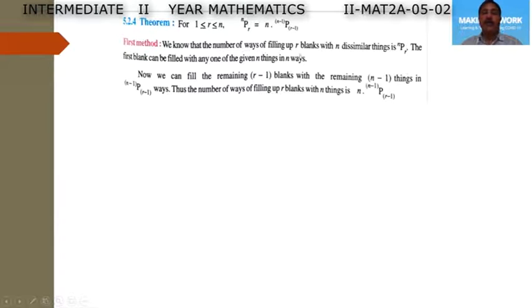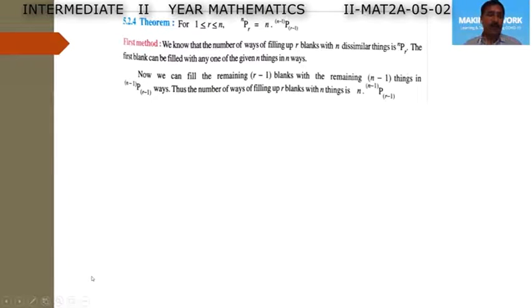We know that the number of ways of filling up r blanks with n dissimilar things is nPr. The first blank can be filled with any one of the given n things in n ways. Now we can fill the remaining r−1 blanks with the remaining n−1 things in (n−1)P(r−1) ways. Now by applying the fundamental principle, both the works can be performed at a time: first work in n ways and second work in (n−1)P(r−1) ways. Therefore, both the works at a time can be done in n × (n−1)P(r−1) ways. So we can explain that like this.